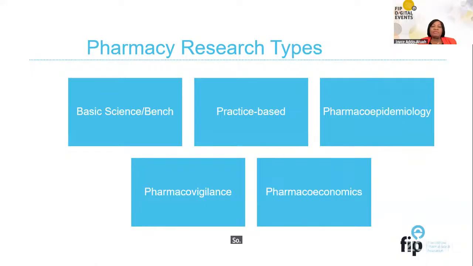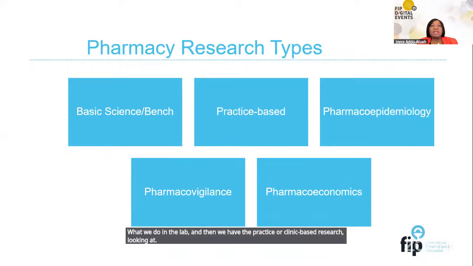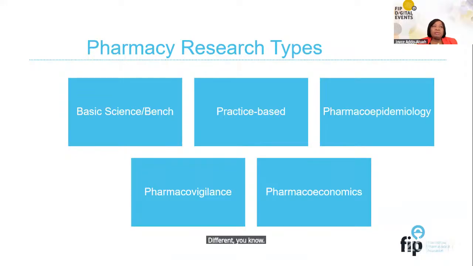So in pharmacy research types, we have many, because we have many arms of the pharmacy profession. So we have the basic sciences research, also called the bench research, which we do in the lab. And then we have the practice or clinic-based research, testing different health systems or healthcare delivery systems, looking at patients, review and all those things.